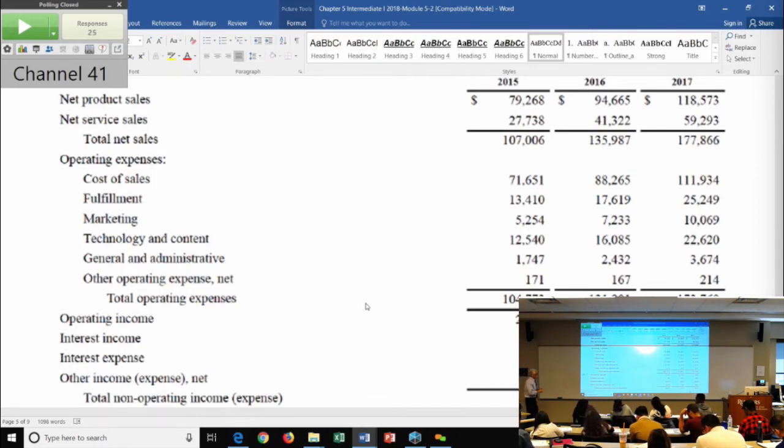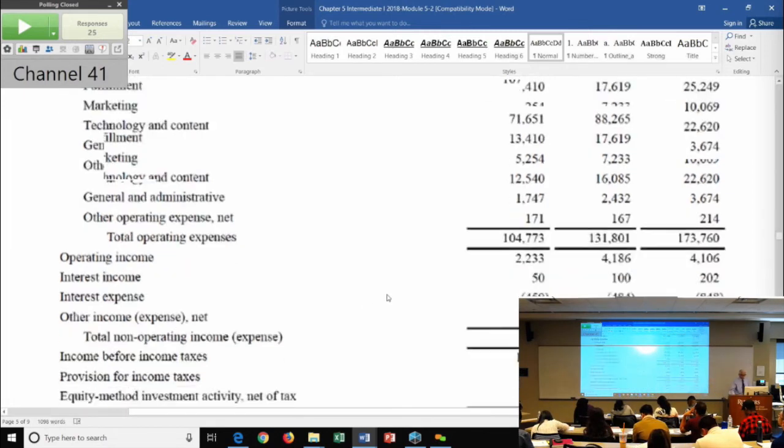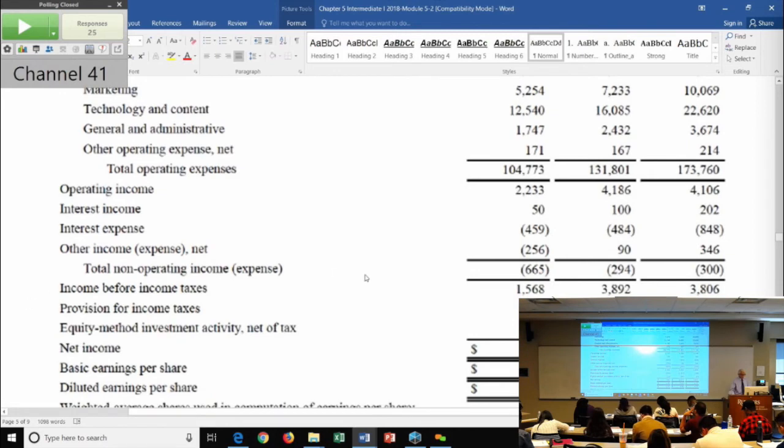non-operating items, such as interest income, interest expense, some other items. Then you've got income before tax. I'm going to tell you that this income before tax, this would be from continuing operations. Why? They have no discontinued. So this is really continuing operations.